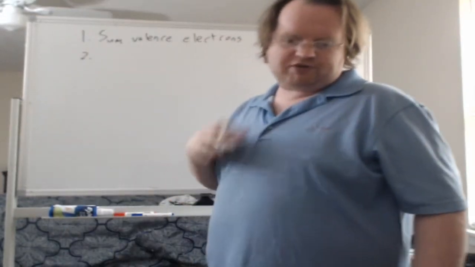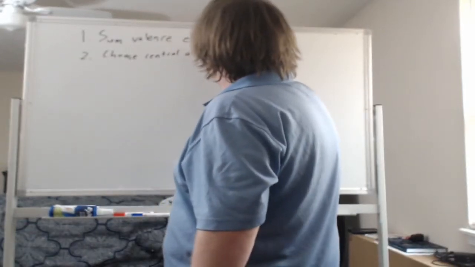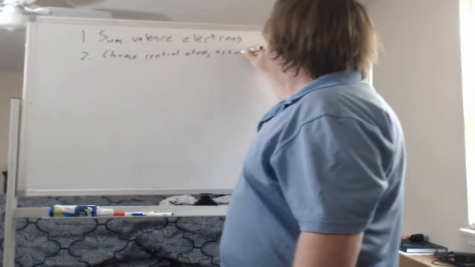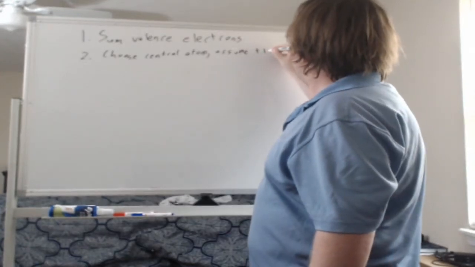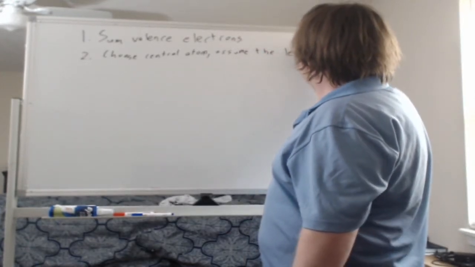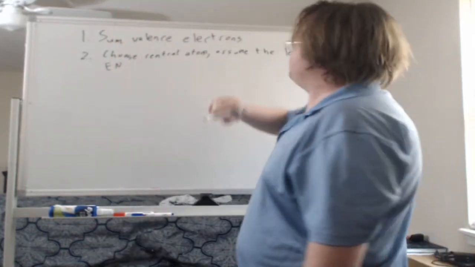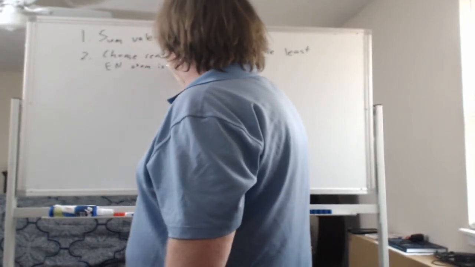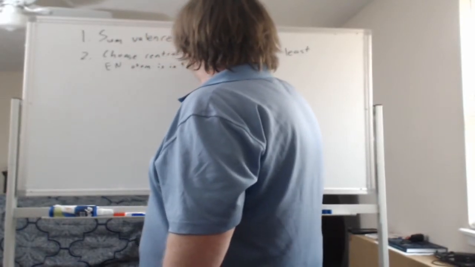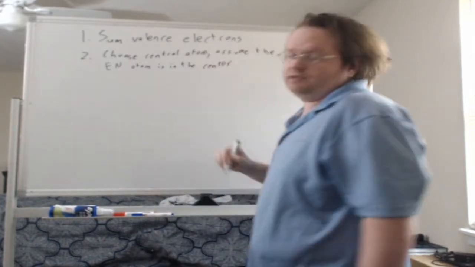So the second rule we had was that we have to choose a middle atom. So choose central atom. And unless you're told otherwise, assume the least electronegative atom. And I like to use EN for electronegative so it's faster to write. So assume the least electronegative atom is in the center. Sometimes this won't be the case, but if it is, I will tell you in the problem.